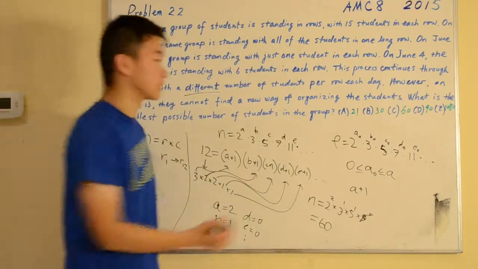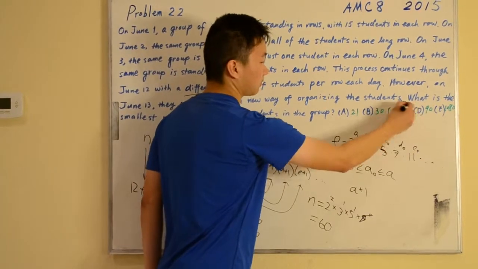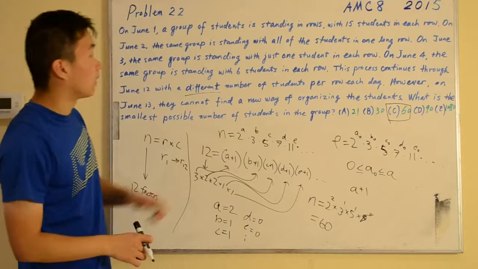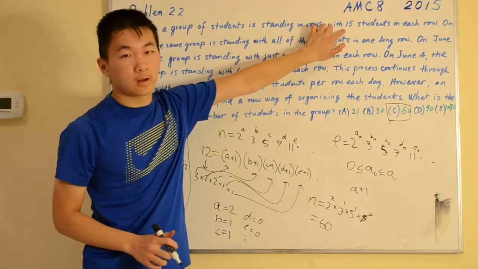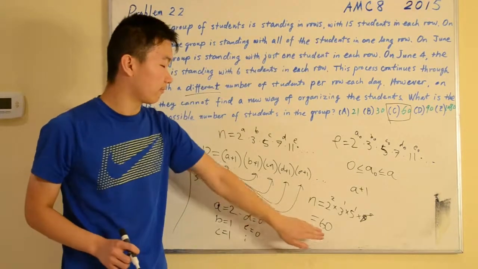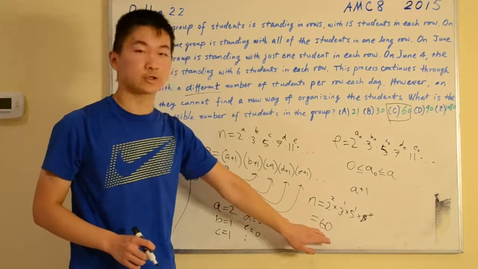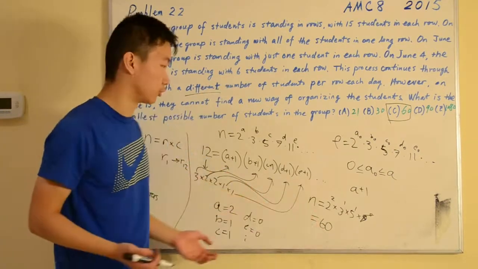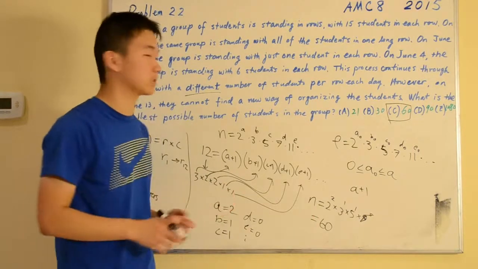And so our answer is C, 60. We check our work first. We know that 15 must be a factor of our answer, and that is true. We also know that 6 must be a factor of the answer, which is also true. So we know that our answer is correct.